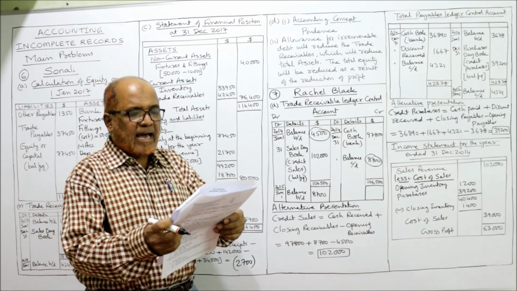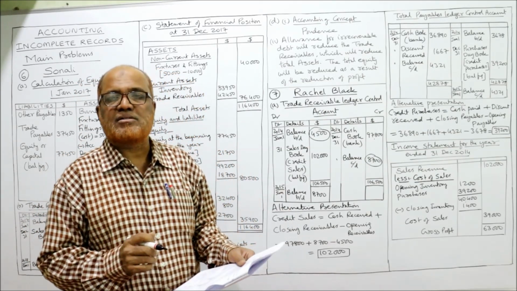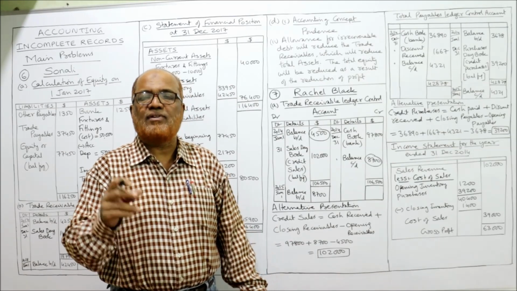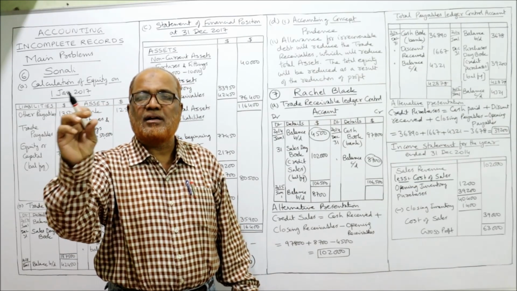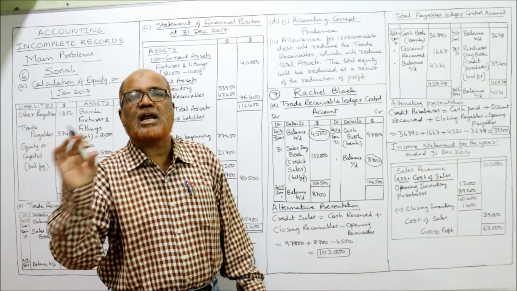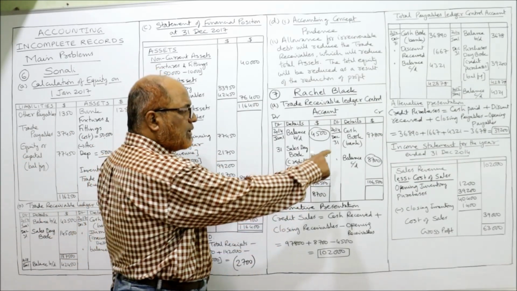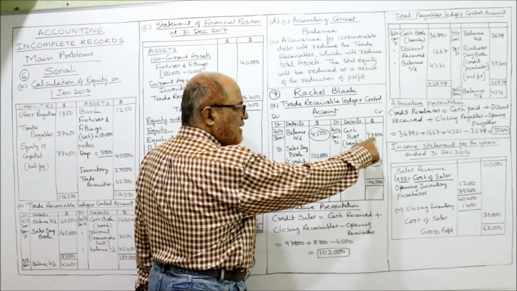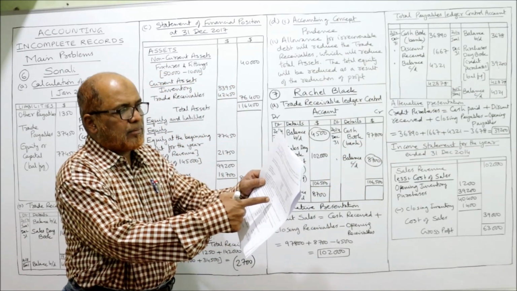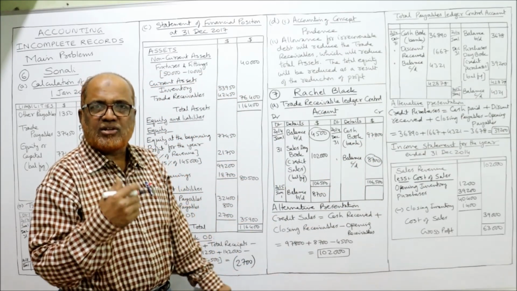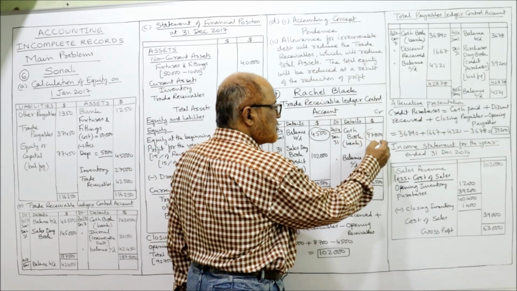Next comes cash received from customers. When cash is received, bank account is debited and trade receivables credited. So on the trade receivable credit side, the cash book bank balance 97,800 is given in the problem. 97,800 cash received. So here I have taken cash received.